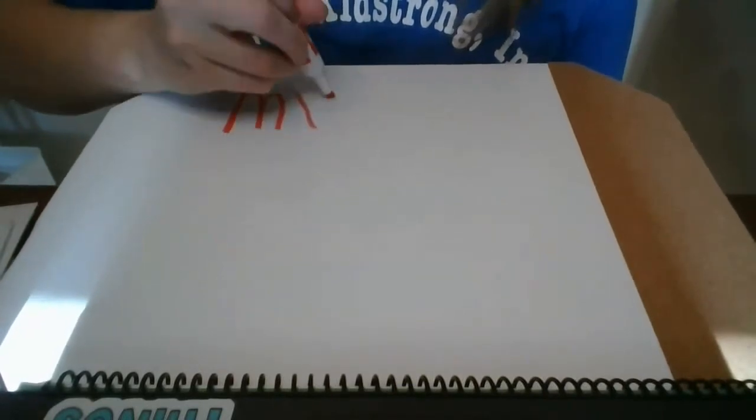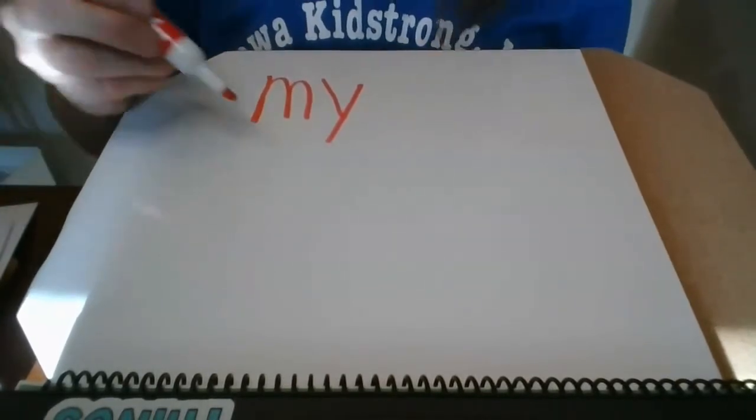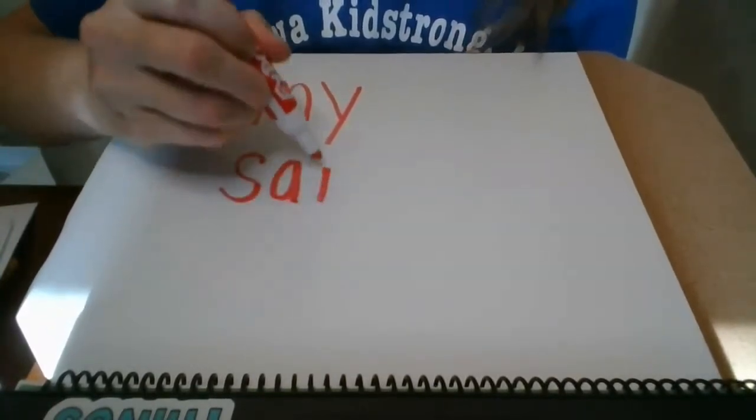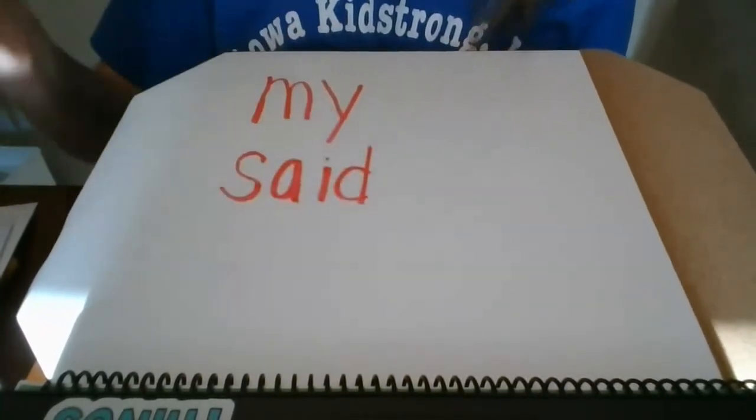Let's start today with the red word my. How do we spell the word my? Yeah, M-Y. Let's write it. M-Y. My. Next, let's try writing the word said. Ooh, that one has 4 letters. Go ahead and show yourself. Write the word said. Okay, let's check. S-A-I-D, said.